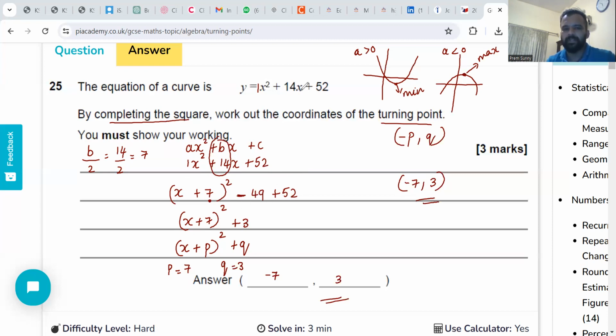When we use the completing the square method, we always get the form x plus p the whole square plus q. Compare them and write down the p and q values. P is 7 and q is 3. We know the turning point formula is minus p comma q. So p is 7, so minus p will be minus 7, and q is 3. That's how we find the turning point.